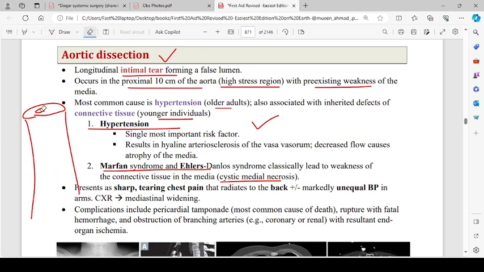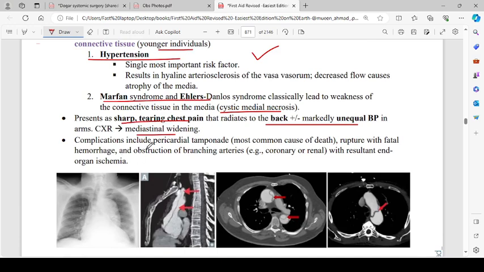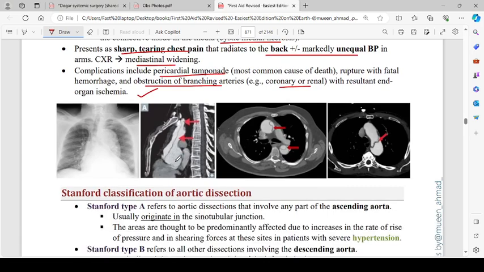So the presentation, the complaint that the patient comes to you with, is sharp tearing chest pain that radiates to the back with or without markedly unequal blood pressure in the arms. Chest X-ray will show mediastinal widening. Complications include pericardial tamponade, most common cause of death, rupture with a fatal hemorrhage, and obstruction of branching arteries, for example, coronary or renal, with the resultant end organ ischemia.